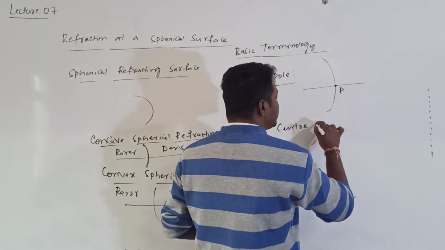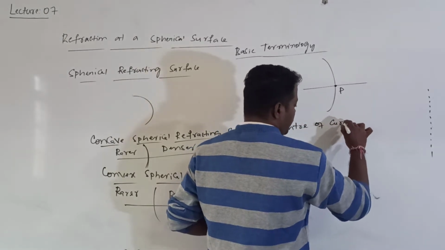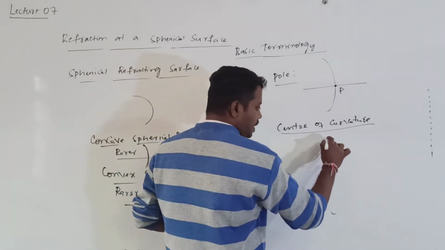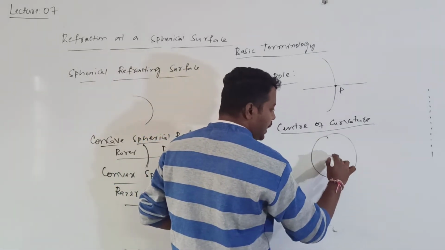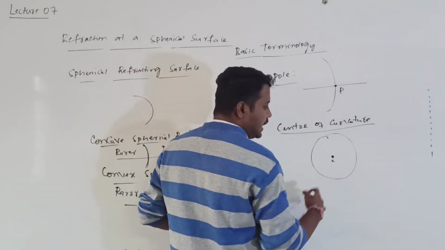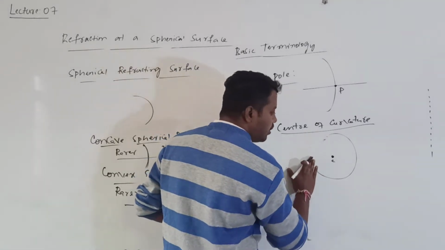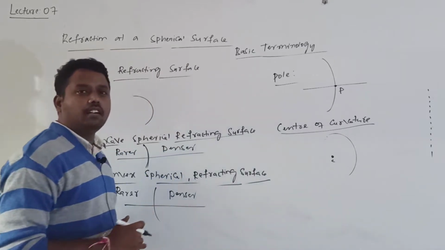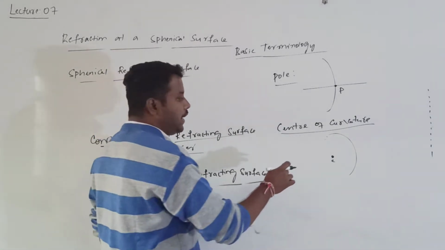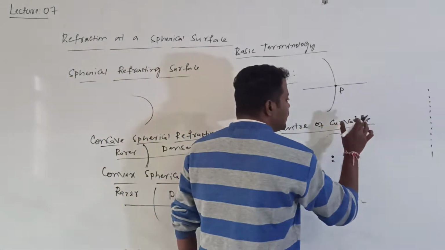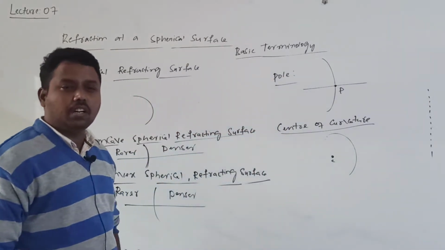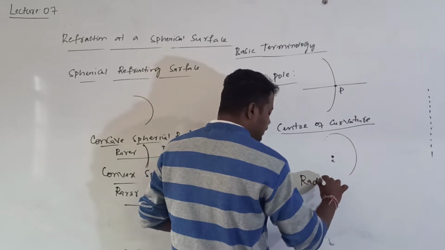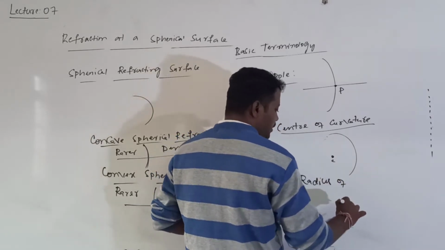What is the meaning of center of curvature? This spherical refracting surface is a part of a sphere. For this there will be a center, and that center is called the center of curvature. The center of the sphere of which the given spherical surface is a part is called the center of curvature.